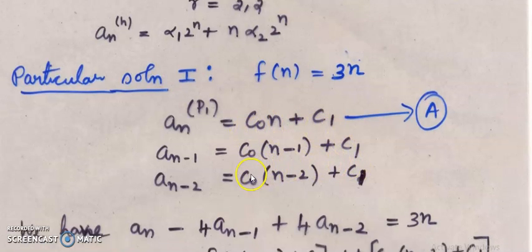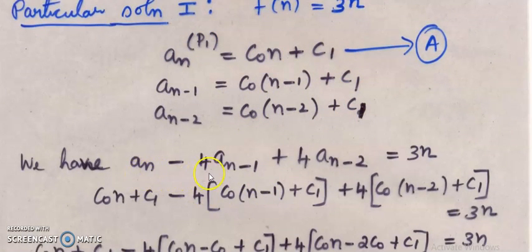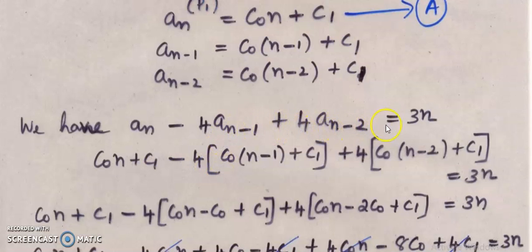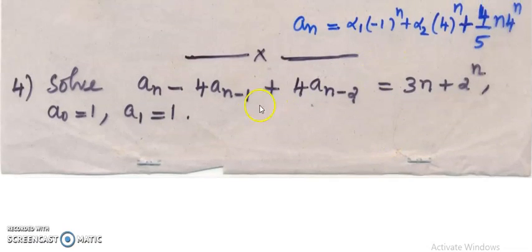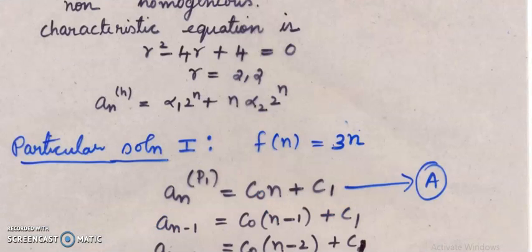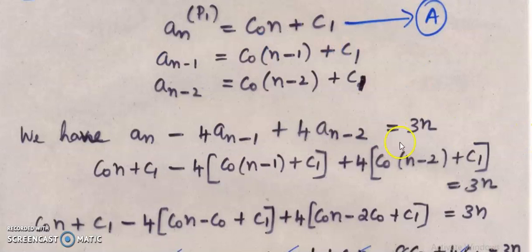So now we consider the given equation. This is our question: a_n minus 4a_(n-1) plus 4a_(n-2) is equal to 3n. We are not taking the second function; we just take the first function only, that means together with 3n. The second one we take in the next step, when we find particular solution 2. So now this is particular solution 1. We substitute these three equations and find c0 and c1, and we substitute in equation a so that we get particular solution 1.